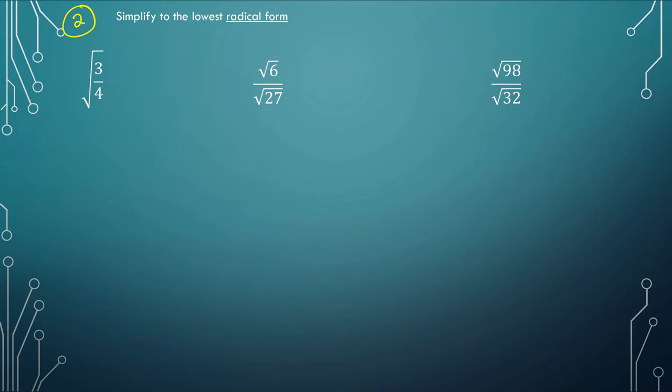So for this one, we're going to take it one step at a time. Now, because we cannot simplify this any further, we're going to rewrite it. When we do rewrite it, it stays as root 3 over root 4, or root 3 divided by root 4. Now, the root 3 we can't really simplify any further, but the root 4 we can. And so this simplifies down to root 3 over 2, the square root of 3 divided by 2.